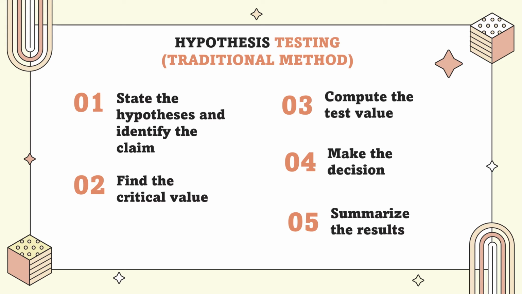We use the traditional method for hypothesis testing. Step 1, state the hypothesis and identify the claim. Step 2, find the critical value. Step 3, compute the test value. Step 4, make the decision. And Step 5, summarize the results.